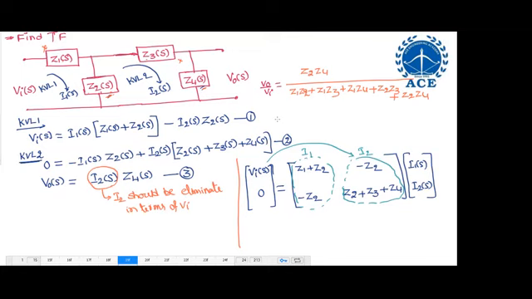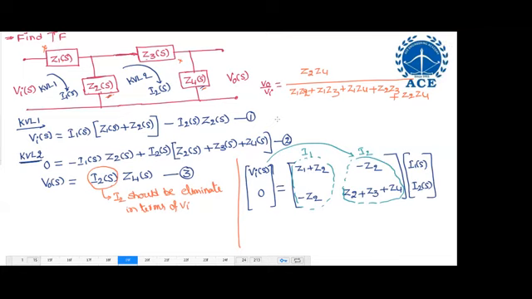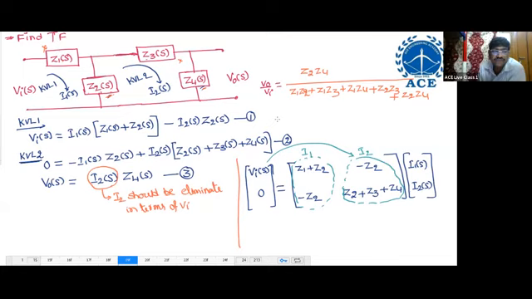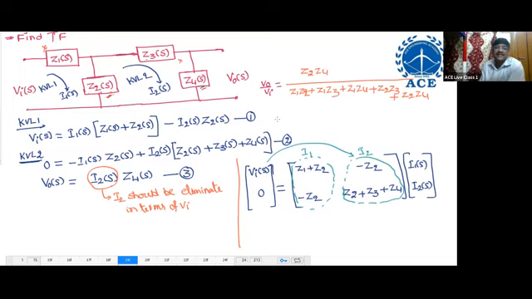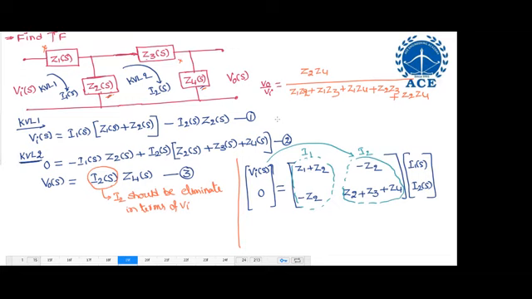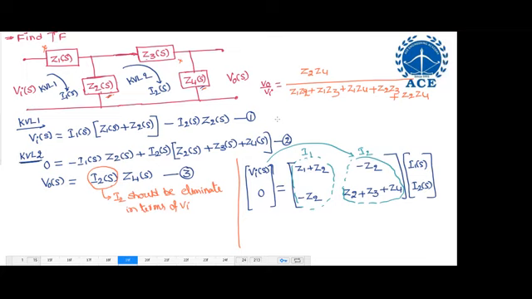Sir, in this question, the total resistance we can find like this: Z4 plus Z3, whole parallel to Z2. We can find Z Thevenin. But if we do that for Thevenin, Z4 should be the load. It should be open, and the input should be short circuited. Yes, sir. Like that, you will get the answer. That's all, sir. Thank you, sir.